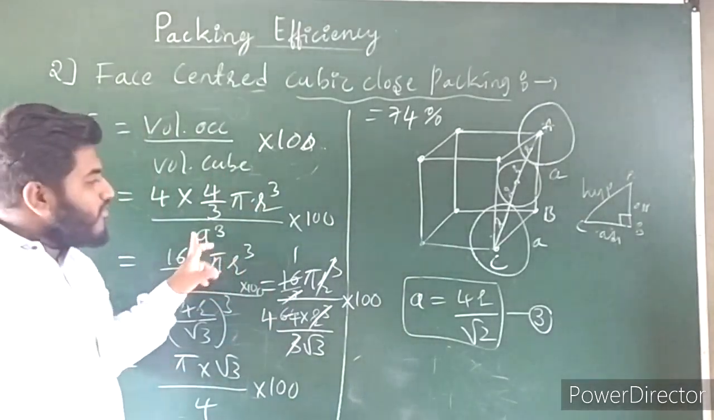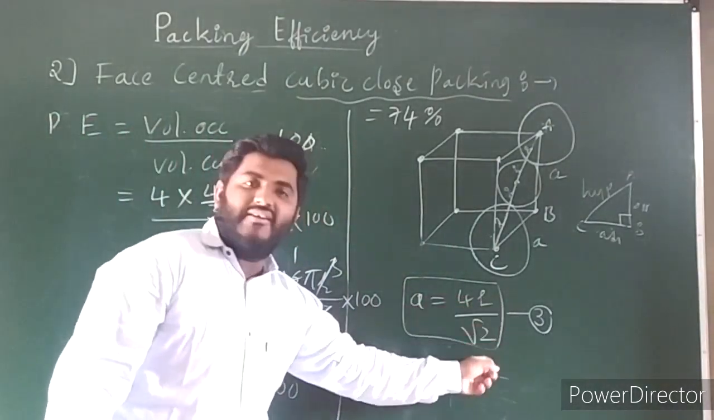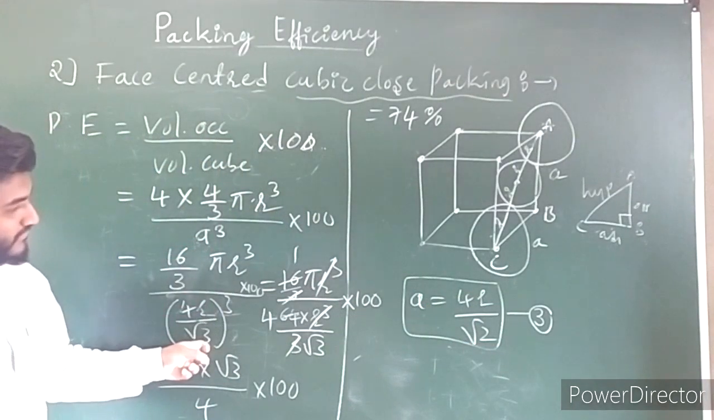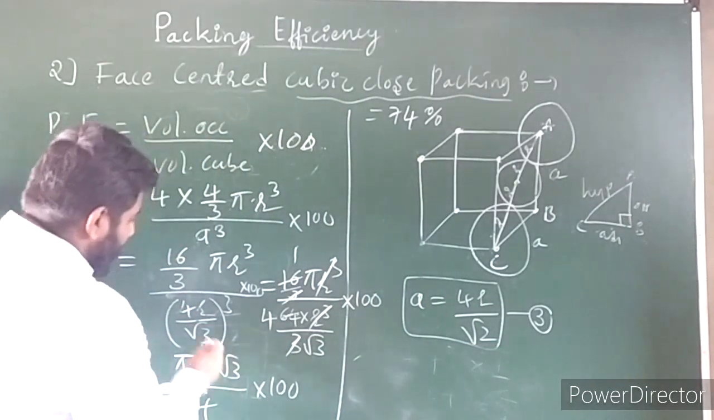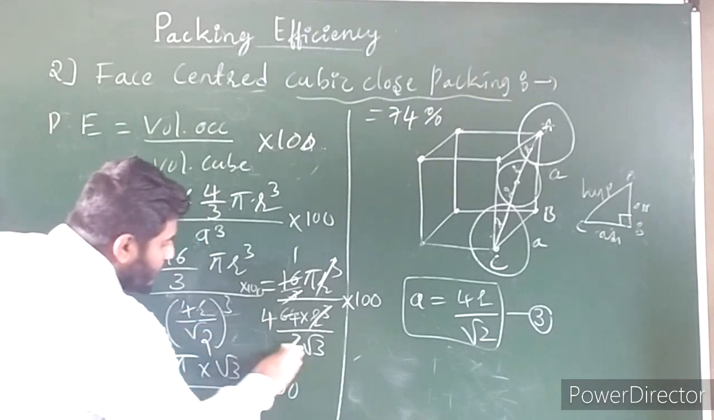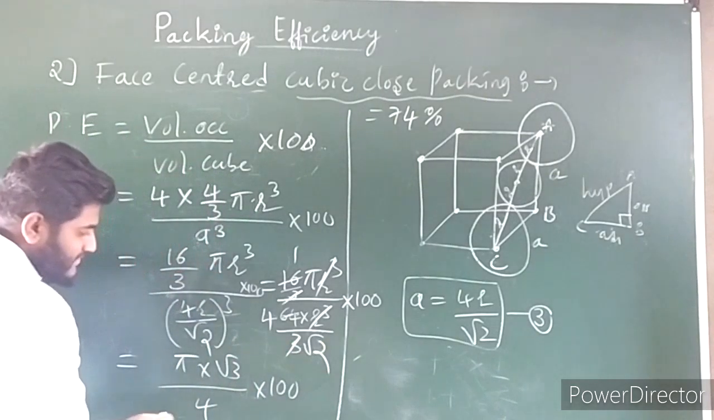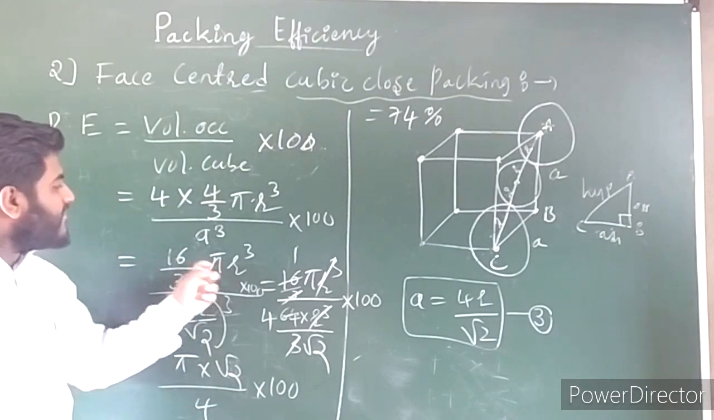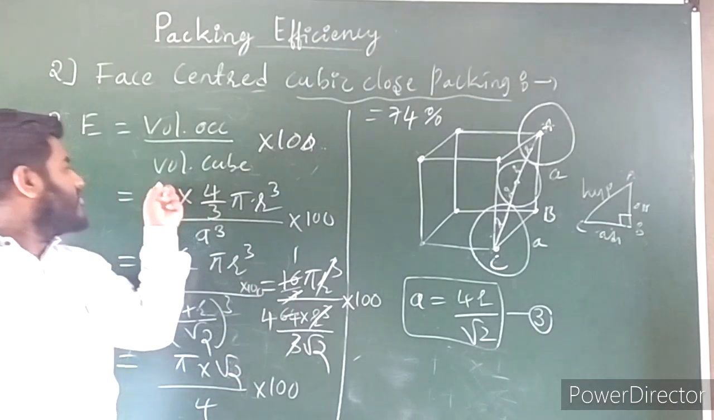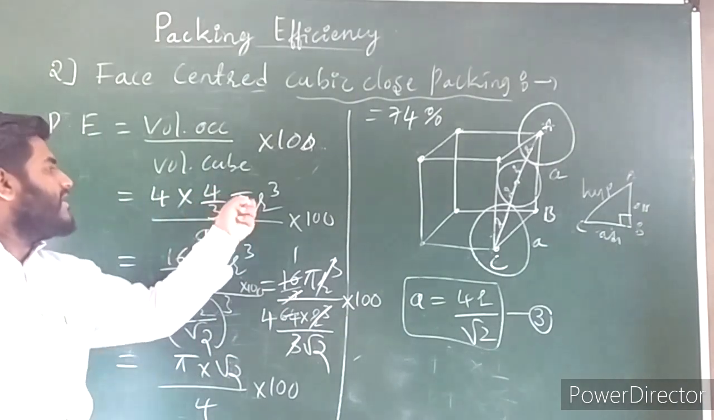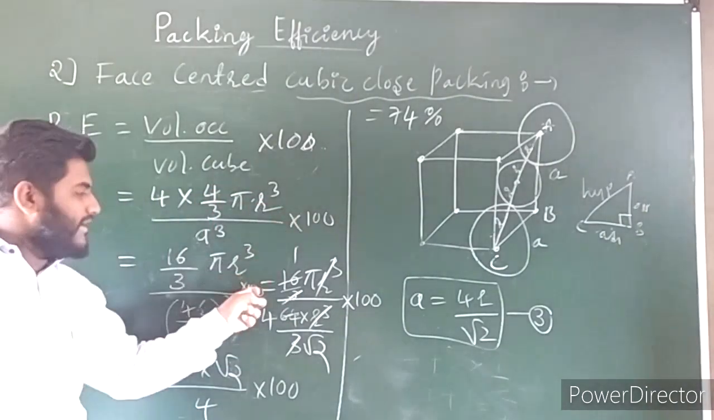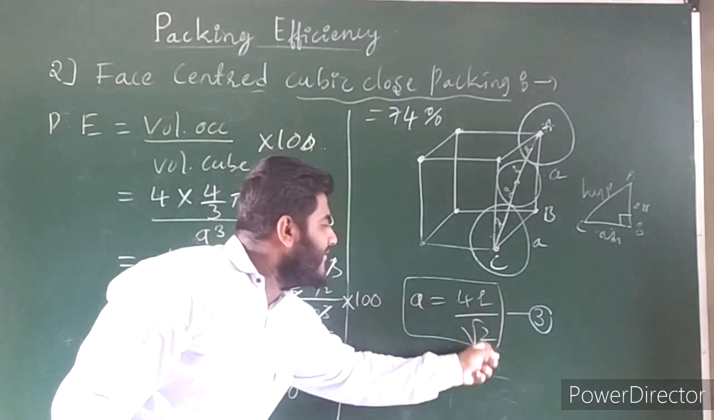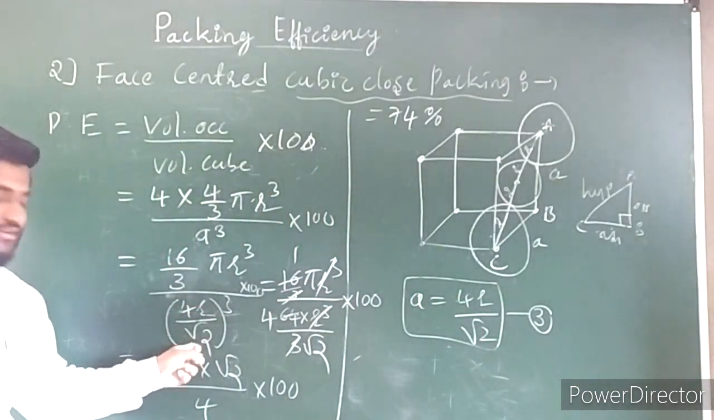Then we have already calculated a is equal to 4r divided by root 2. So put here in place of a, 4r divided by root 2. Sorry, it is root 2, I think so. I have written root 3. Sorry for that. It is root 2 we are getting. So 16 by 3 pi r cube. This is fixed because 4 4s are 16 divided by 3 is there. Pi r cube is there as it is. Into 100 is there. a cube is there. In place of a we have to put 4r divided by root 2. 4r divided by root 2 I have written here.